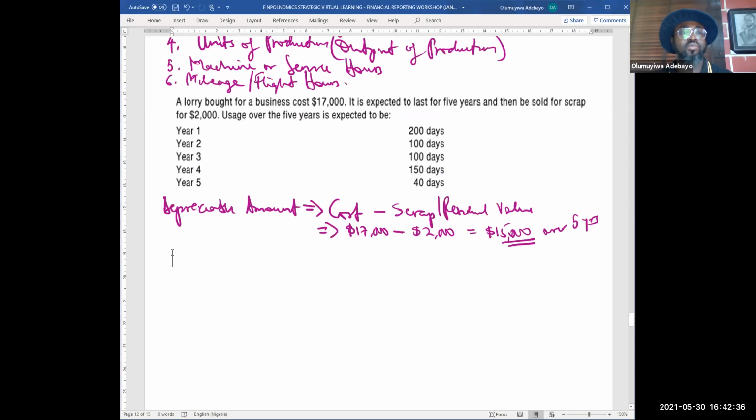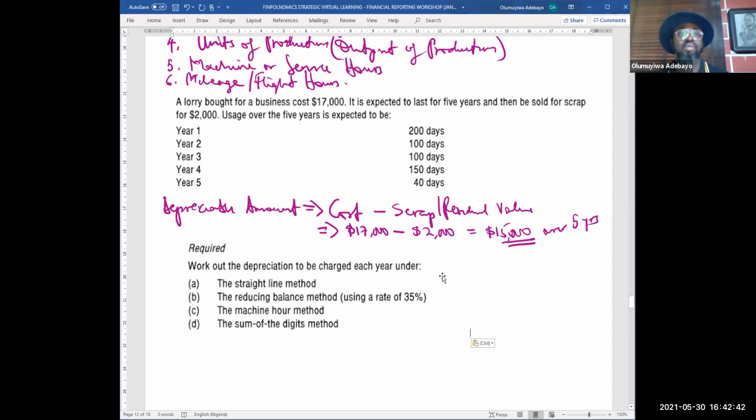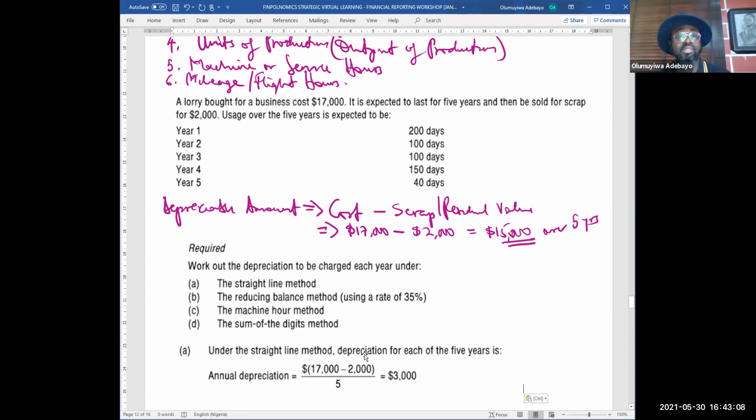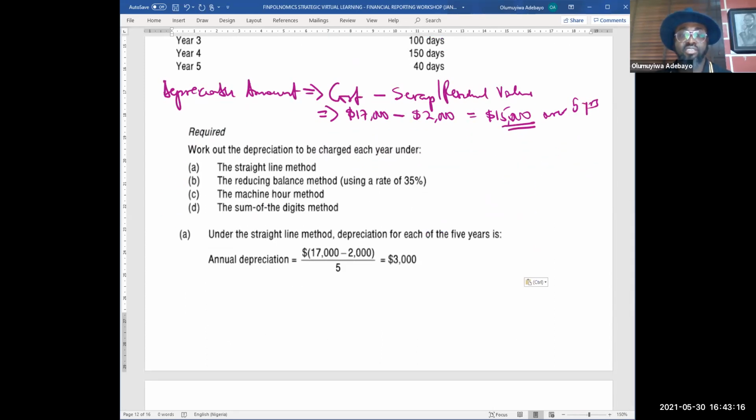Okay, let me give us this requirement now. I think time is not on our side, but let's look at it one by one. Straight line method means we spread this $15,000 equally over 5 years. How much is that per year? Can you press your calculator? $3,000. Does that make sense? Which means the depreciable amount is $15,000, which will be spread over 5 years.